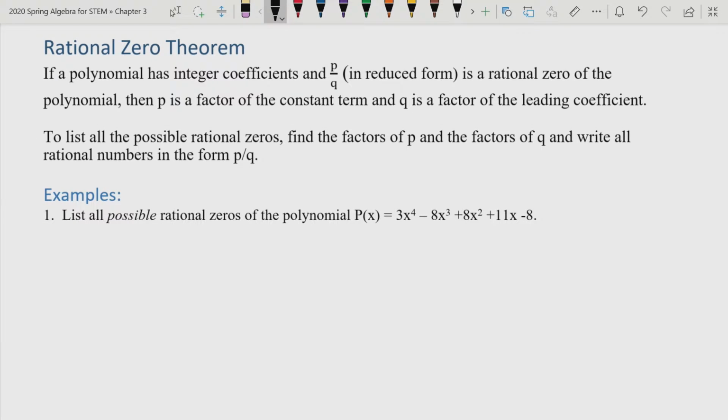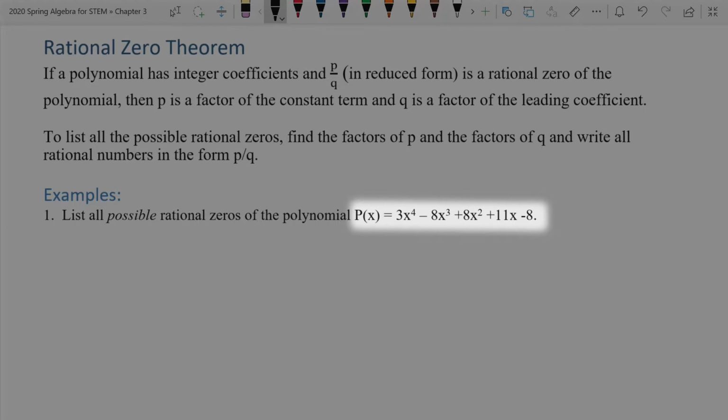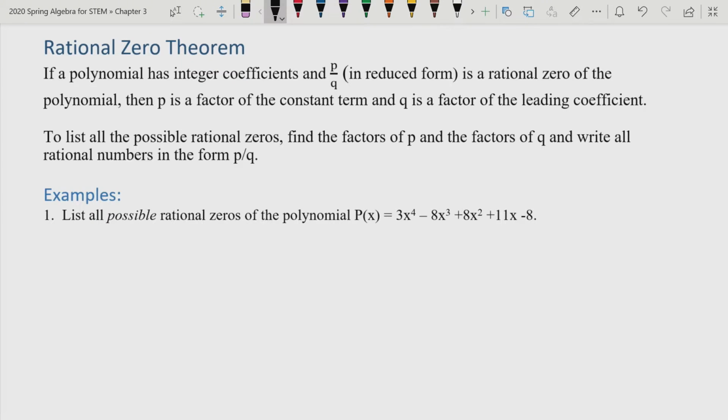If we want to list all possible rational zeros of the polynomial p of x given here, what we need to do is find a list of all possible p's and all possible q's, and then divide them. Let's list out the possible p's. Our theorem tells us that p is a factor of the constant term. So that means p is going to divide -8. So we want to find all of the factors of -8.